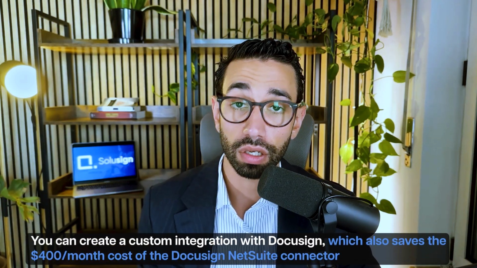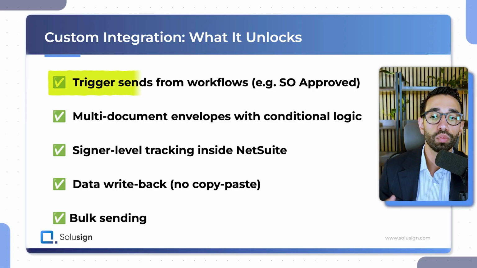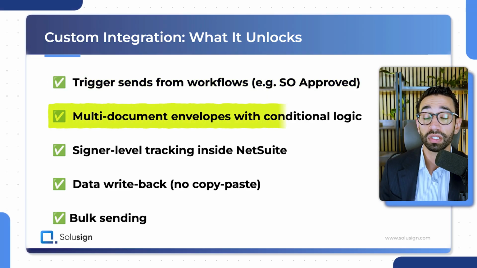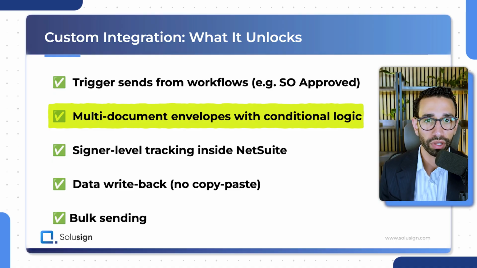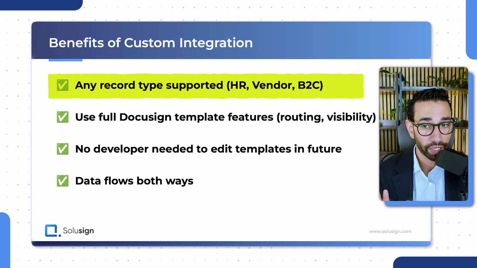Now, the good news is that you can create a custom integration with Docusign. And that custom integration also saves you the cost of the Docusign for NetSuite connector, which is about $400 a month. So now, when does a custom integration pay off? Well, it's when you want to trigger the send of a contract when a sales order is approved. Or maybe you want to build a multi-document envelope with conditional visibility. Maybe based on XYZ criteria, you want to include this document, but not this document. You want to include the same document twice because there are two signers. You'll be able to send the envelopes directly from NetSuite from any record type.